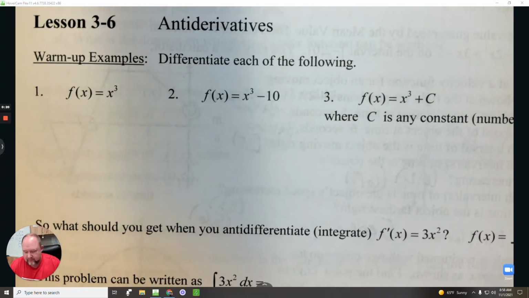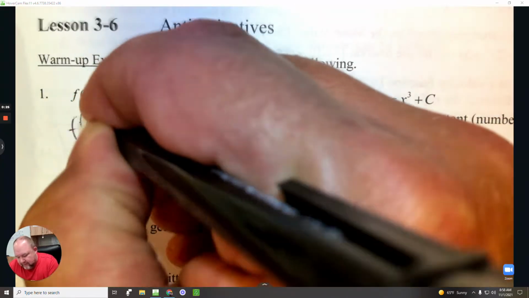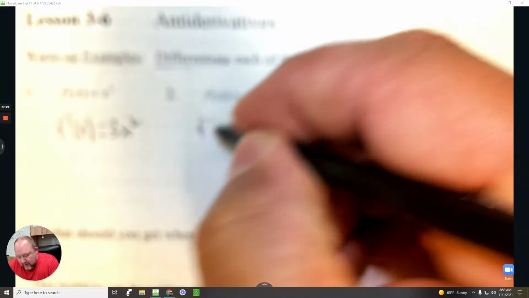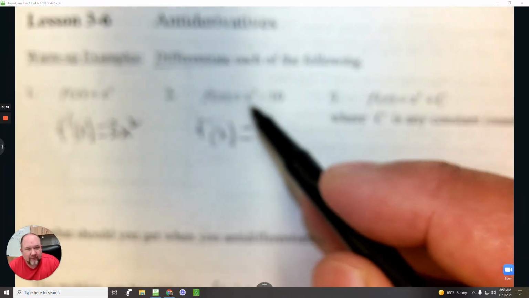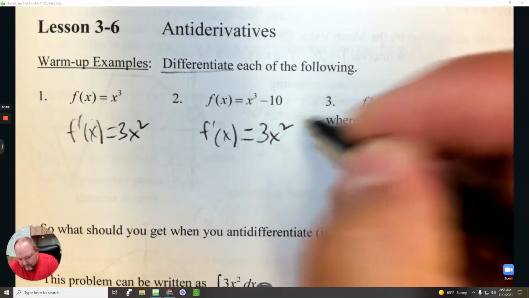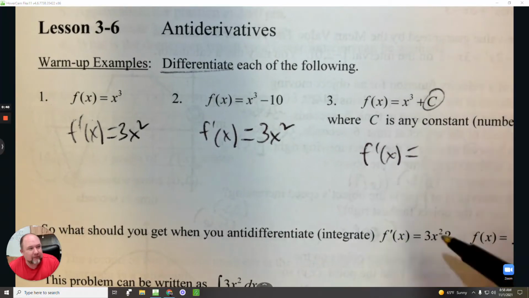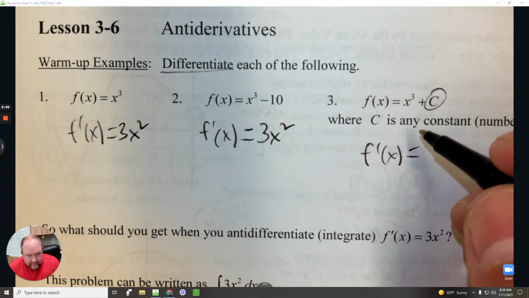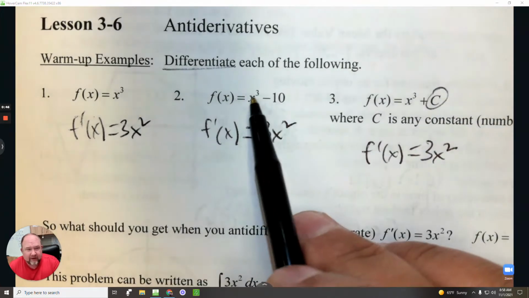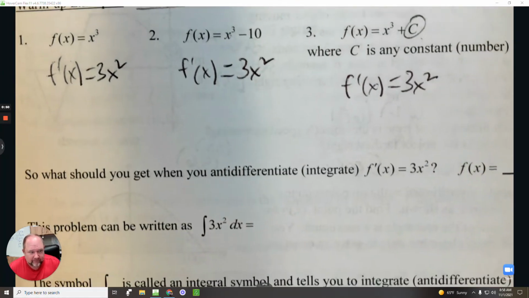Before we get into it, we're going to first take the derivatives as a warm-up. So the derivative of x cubed is obviously 3x squared. And what I want you to notice here, the derivative of x cubed take away 10 has the same derivative. And if I look at number 3, if c represents any number, the derivative is still 3x squared. So the constant at the end has no effect on the derivative.